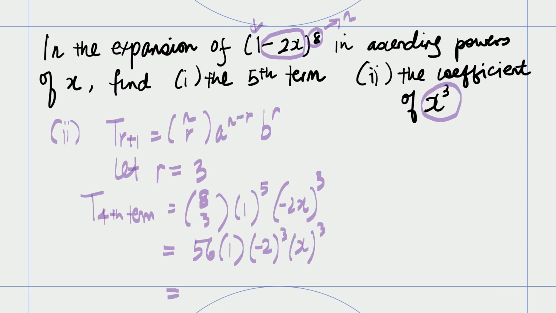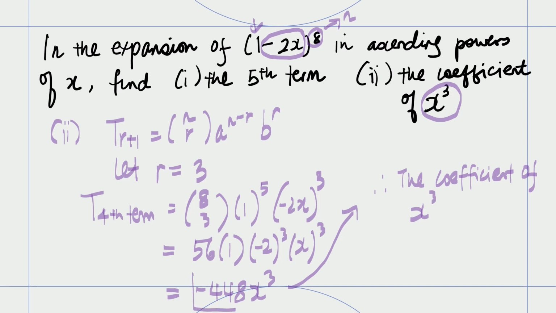Simplify further. It will be 56 times bracket negative 2 close bracket to the power of 3, which is negative 448, then x to the power of 3. Okay, so therefore the coefficient of x to the power of 3, the coefficient, meaning the value in front of your x to the power of 3, is negative 448. Okay, the coefficient is the number in front of a variable.